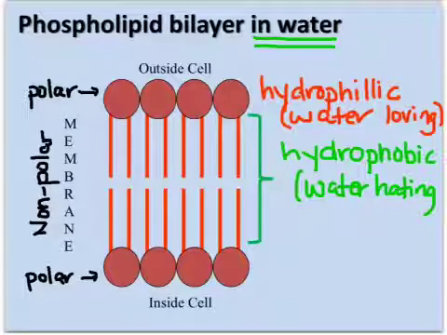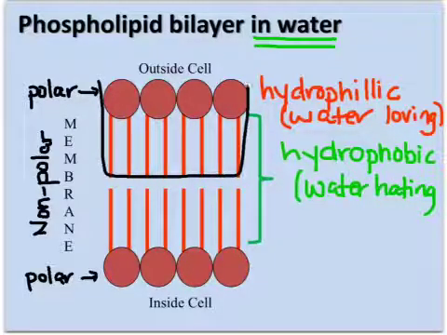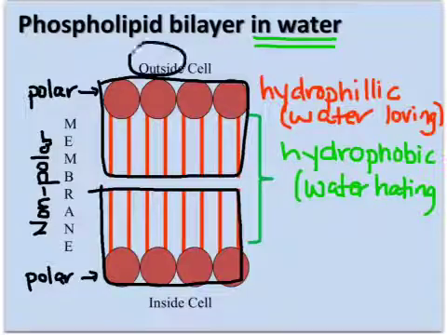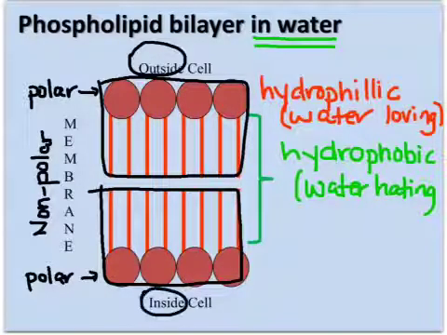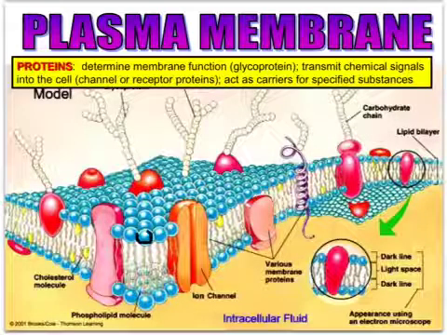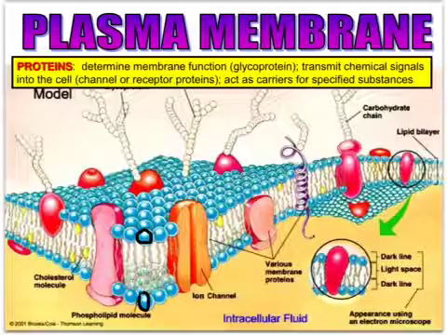So here are our two layers. Here's our layer 1 of the bilayer. Here's our layer 2. And this is what creates this phospholipid bilayer, separating the outside of the cell from the inside of the cell. So we've looked at the structure of the phospholipid and talked about its hydrophilic regions here and its hydrophobic regions here that creates this bilayer. Well, we also need to talk about the other components that are within the plasma membrane.